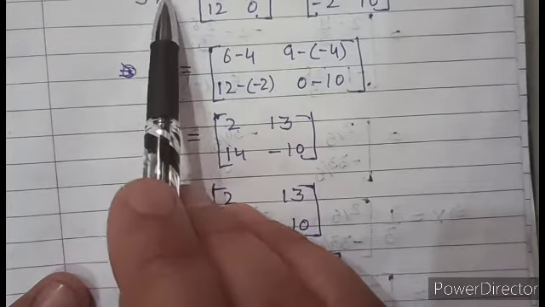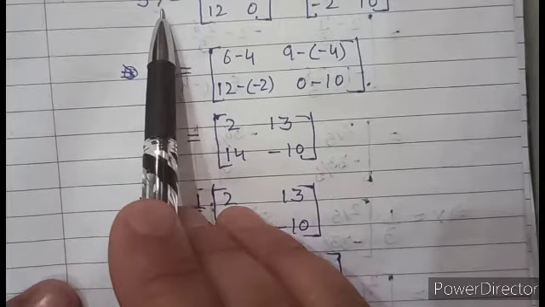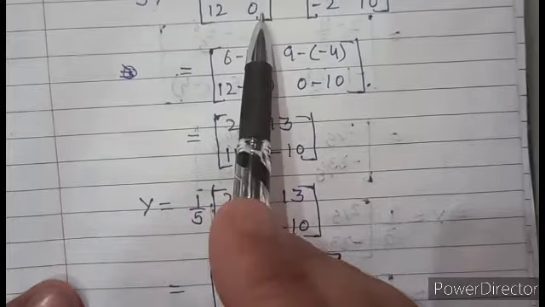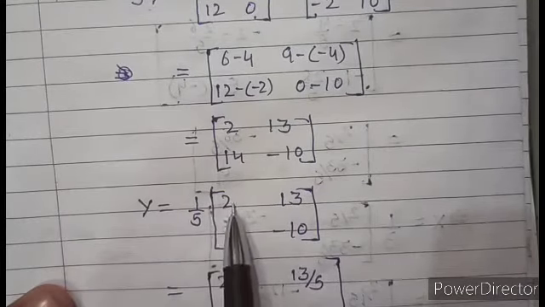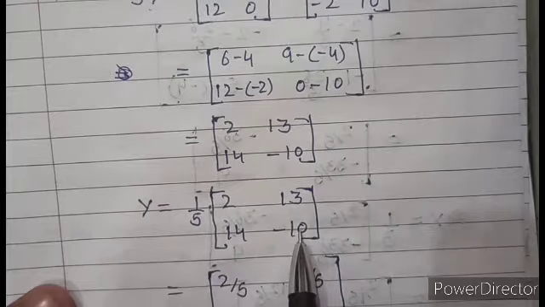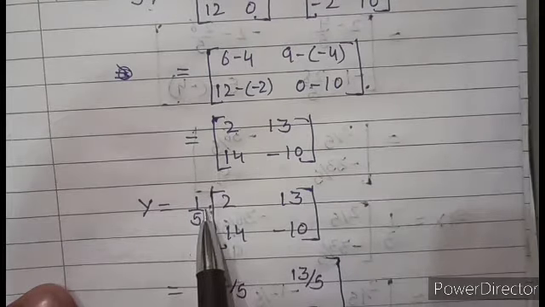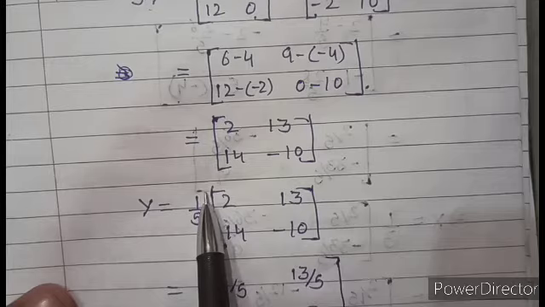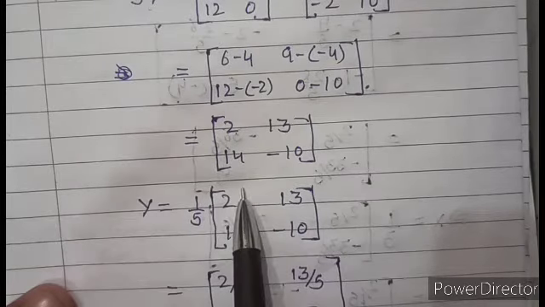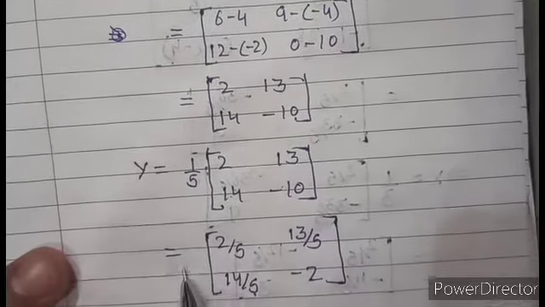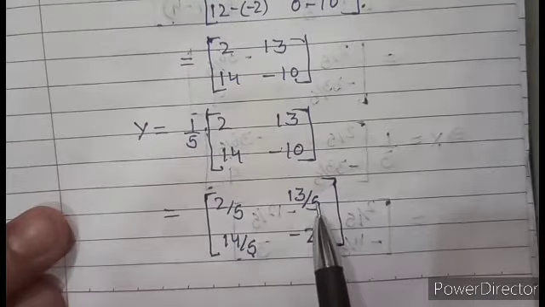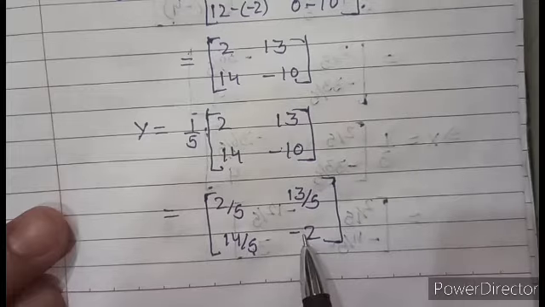We want to find the value of matrix y. For that we will divide both sides by 5. So this will give us y equal to 1 by 5 into the matrix 2, 13, 14, minus 10. Now again 1 by 5 is a scalar and we have to multiply it to the matrix. So we will multiply 1 by 5 to all its elements, giving us a result as 2 by 5, 13 by 5, 14 by 5 and minus 2.